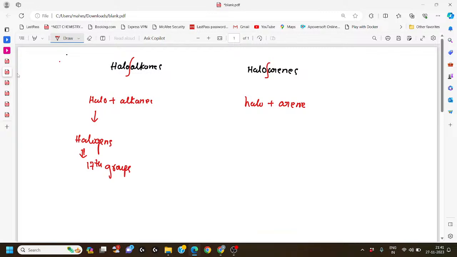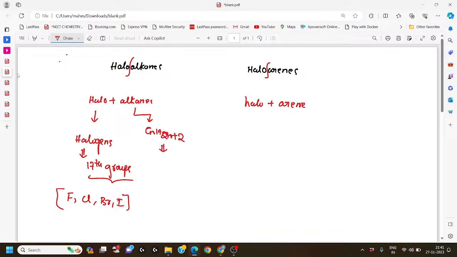Here the main heading is broken down into two parts, that means halo plus alkanes. Halo means halogens, which are fluorine, chlorine, bromine, iodine. These are called the halogens. Now let us try to understand the second part, that is alkanes. Alkanes have the general formula, which is learned in NCERT first year. The alkane general formula is CnH2n+2.